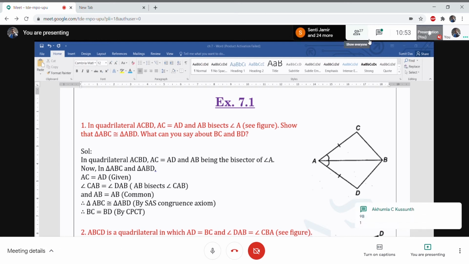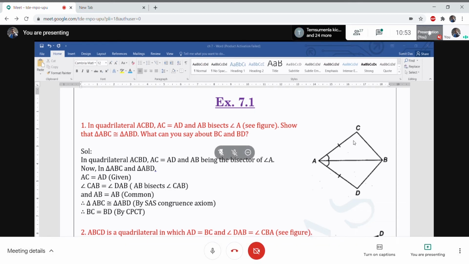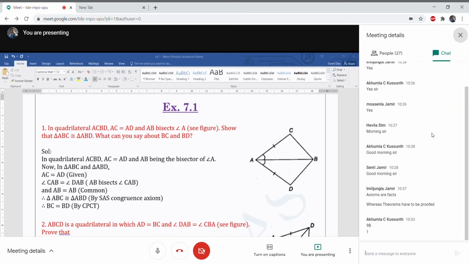Okay, no doubt. I didn't ask for the roll numbers. Don't spam the roll numbers in the chat box. I hope there is no doubt.